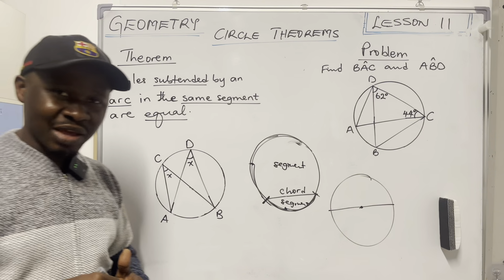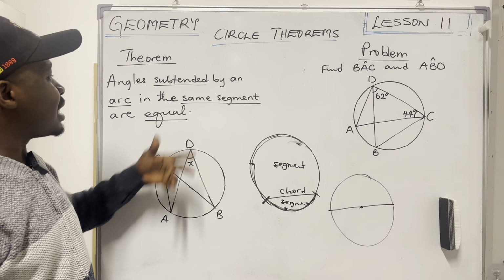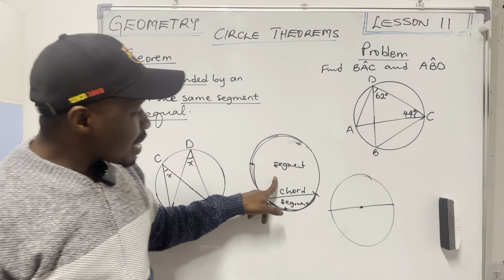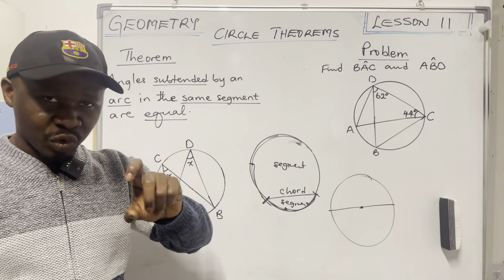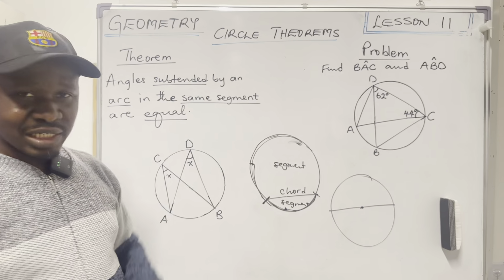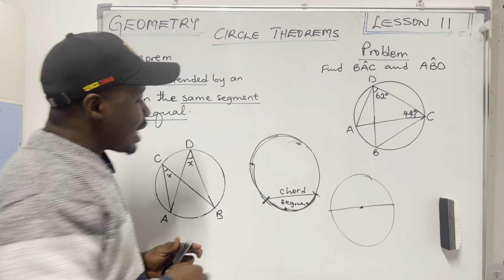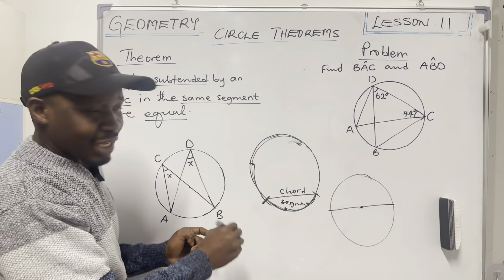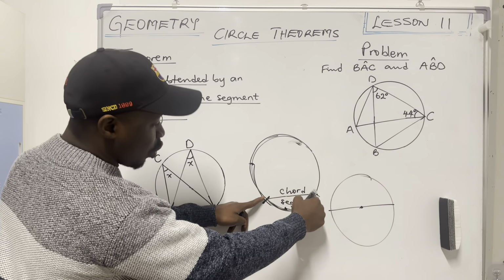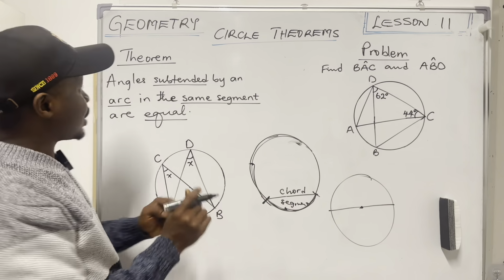I'm trying to derive why they are saying the same segment. We need to understand the word segment. A segment is one of the two portions formed by a chord. Here is a segment, here is a segment. Now, this chord connects two points on the arc. Arc is our focus here.